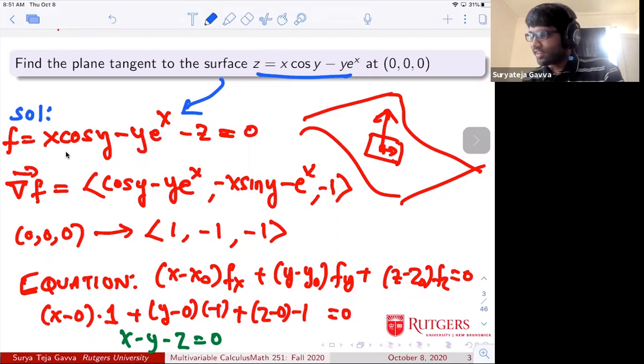So you don't need a different formula for surfaces like this. Just write it in terms of a function: x cosine y minus y exponential x minus z equals 0. Then use the fact that this gradient is perpendicular to the surface. That means the gradient will be perpendicular to the tangent vectors. That's why the tangent plane is defined by an equation like this. Questions on this?